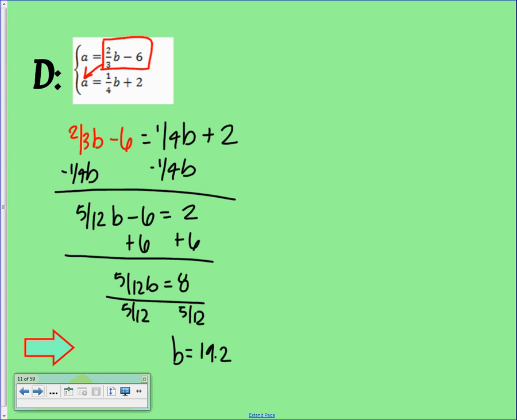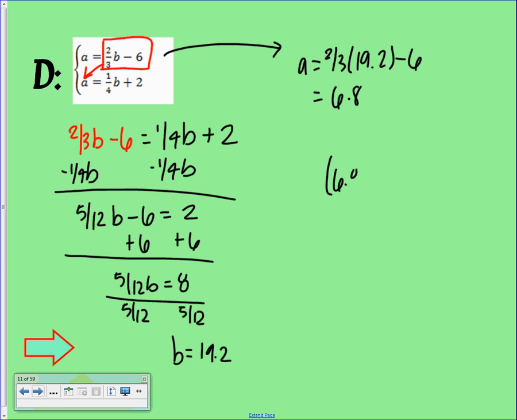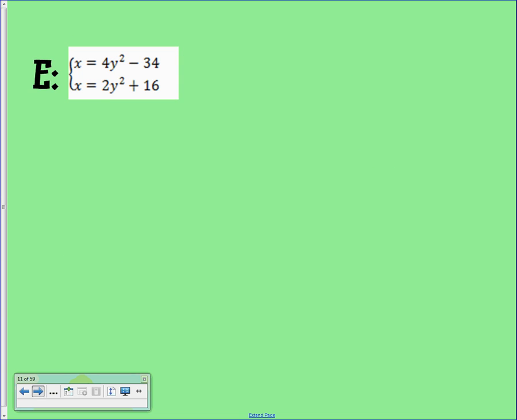So now I want to solve for my a. Again, it doesn't matter. I'll just choose my first equation. So I've got a equals 2/3 times 19.2 minus 6. And that's going to give me 6.8. So now when I write my final ordered pair, I've got 6.8 comma 19.2 because I'm alphabetical, A and then B.